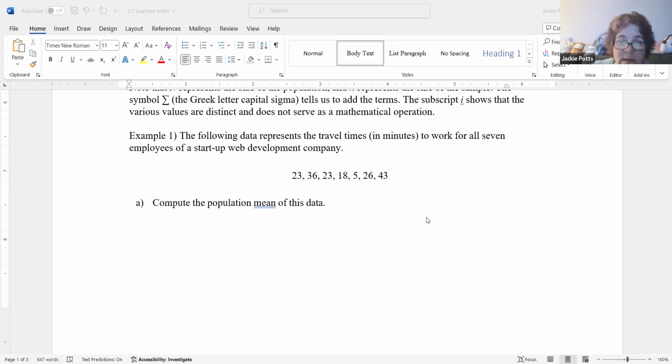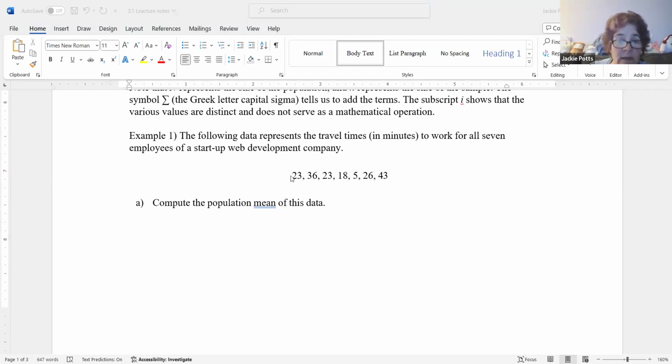I'm trying to see if you guys can see the calculator. Doesn't look like it. I have a calculator on screen. So we add them up and I get 174.